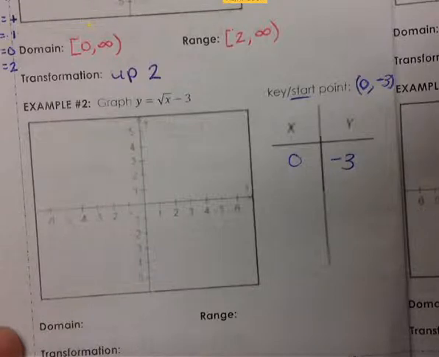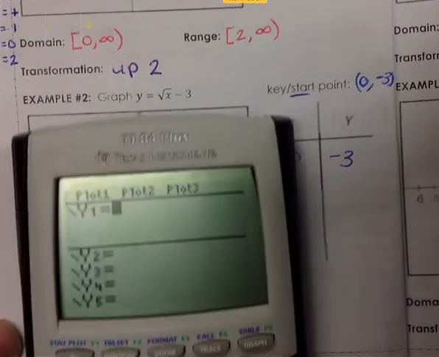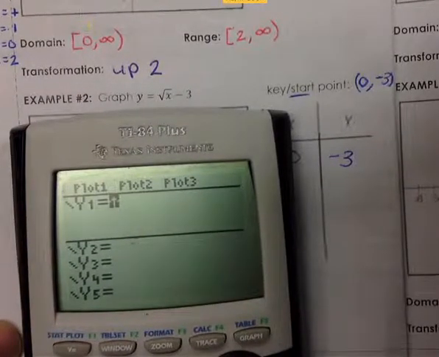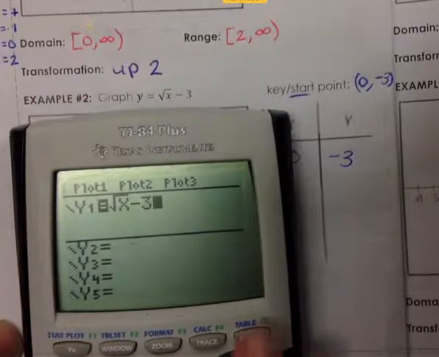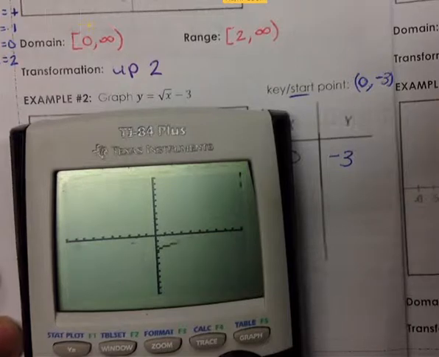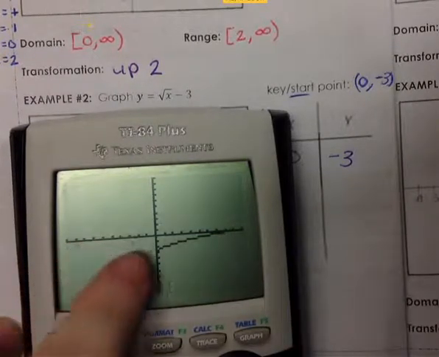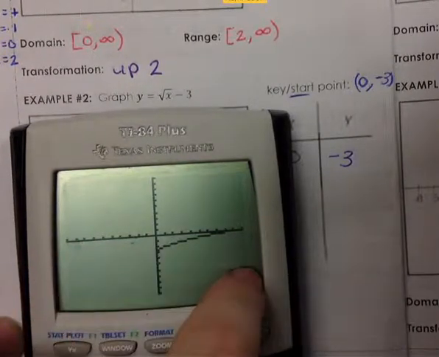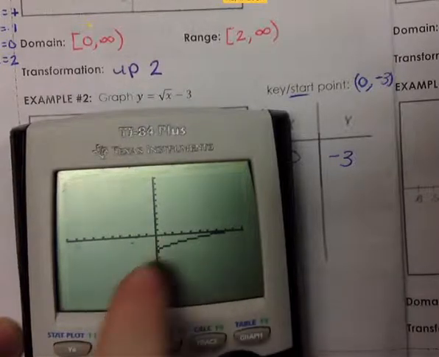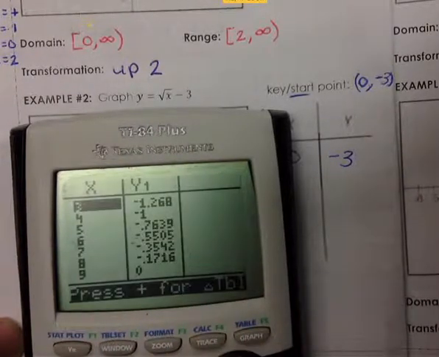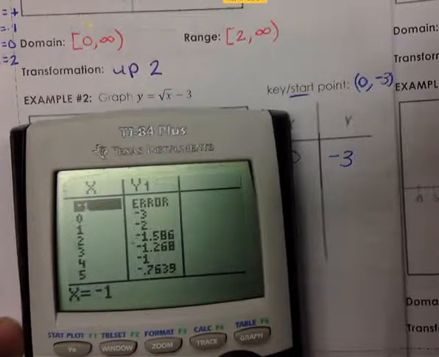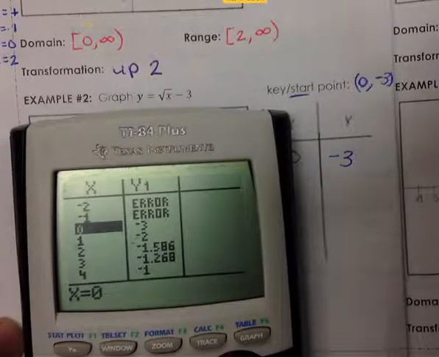Now if we go into our y equals and graph this, we have the square root of x, and outside of that is minus 3. We'll press graph. You see how it does not go to the left and it does not go down. So it does have a start point, which looks like it is at 0, negative 3. We'll go to our table: 0, negative 3, and after that is error, so that's good. So 0, negative 3 is our start point.